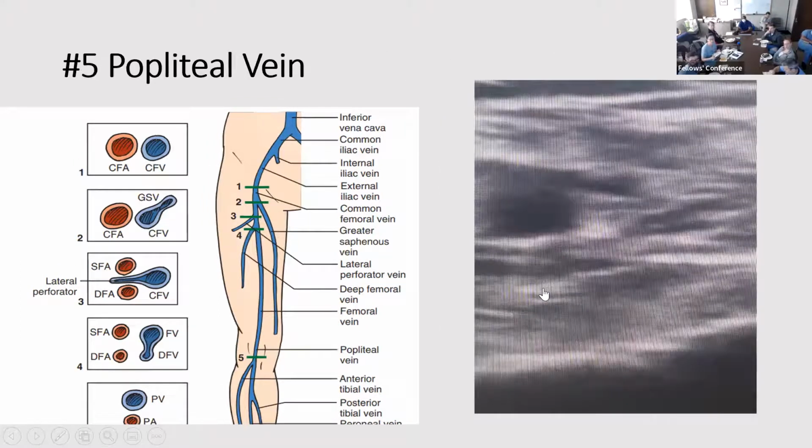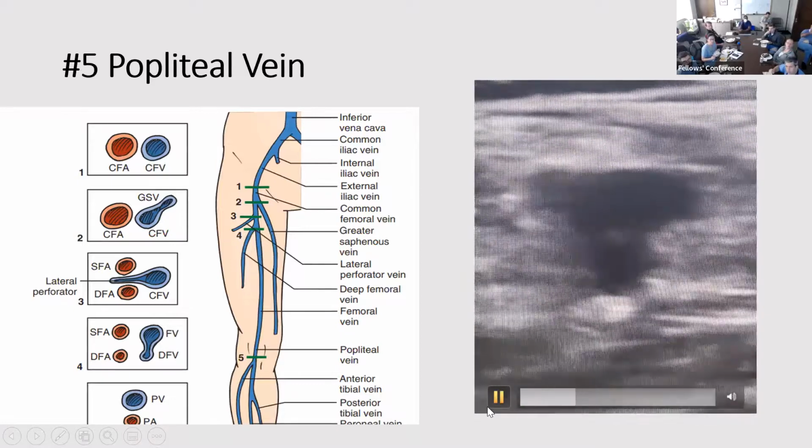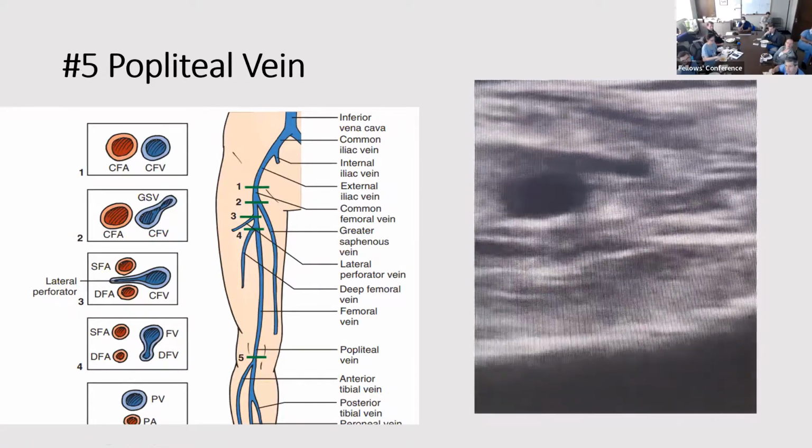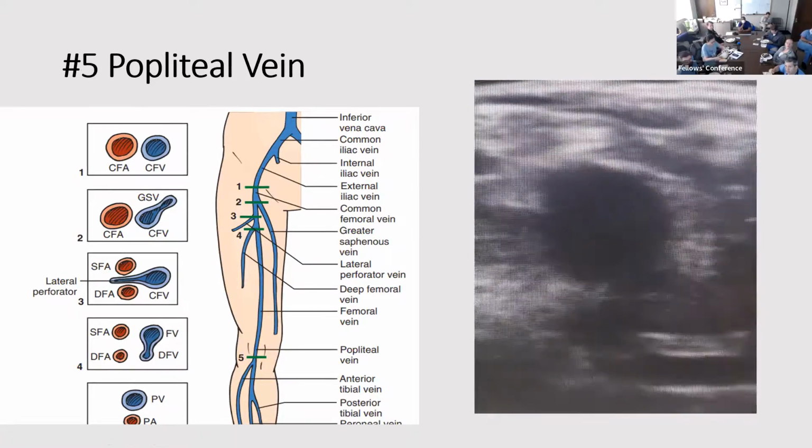And then lastly is our popliteal. So remember that it's "pop on top," so the vein is on top of the artery, pretty easily compressed, and we'll talk about some strategies to get a good view of that vein as we move along.